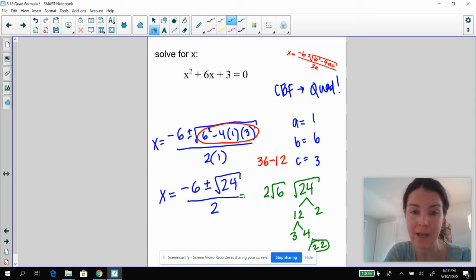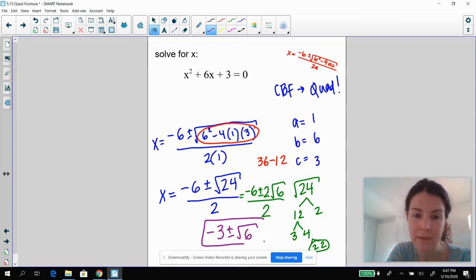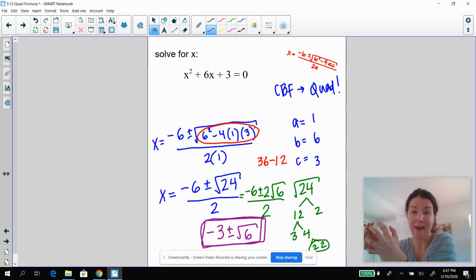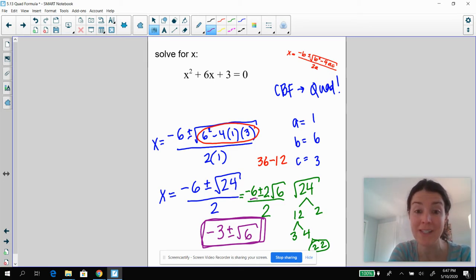So my answer here becomes -6 plus or minus 2 root 6 over 2. But you are not done, because you can divide everything through by 2 here. So you wind up getting -3 plus or minus root 6. You can't divide the 6 underneath the square root by 2 because 6 is still kind of staying at home, right? It's its own thing underneath the radical, but you can divide both this -6 and this 2 by this 2 in the denominator. So this one's a little bit more complicated.